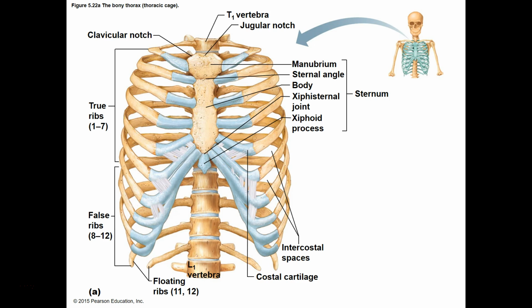So that's the 3 parts. We can see those here. We can see the true ribs up here at the top, the false ribs, because they don't come around and attach directly to the sternum. That's why they're called false. And then we've got these floating ribs down here at the bottom. Okay, not really any big mystery to that.